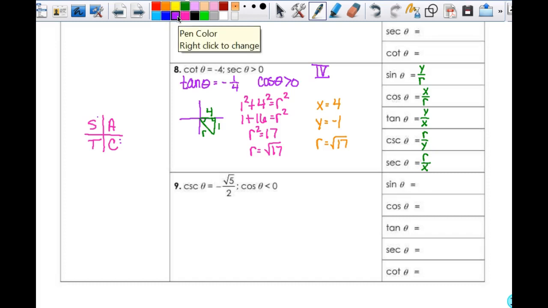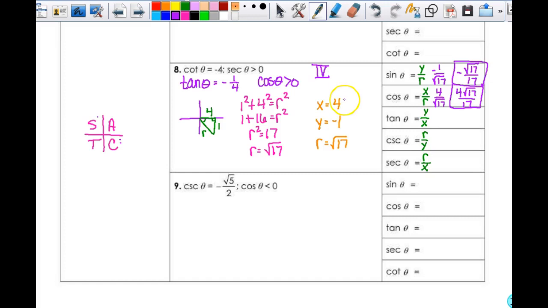Okay, we set those ratios. So y over r is going to give me negative 1 over the square root of 17, which means I get negative square root of 17 over 17. X over r is going to give me 4 over the square root of 17. So that'll give me 4 square root of 17 over 17. Then tangent of theta is going to be y over x. So that's just going to be negative 1/4. R over y is also just the reciprocal of sine. So r over y, if I just take r, which is square root of 17, and put it over y, that's the reciprocal here. That's just the negative square root of 17. And then secant theta is r over x. So that's the square root of 17 over 4. And that's that answer.